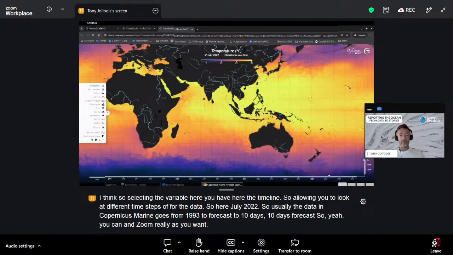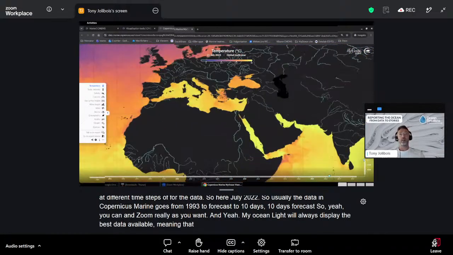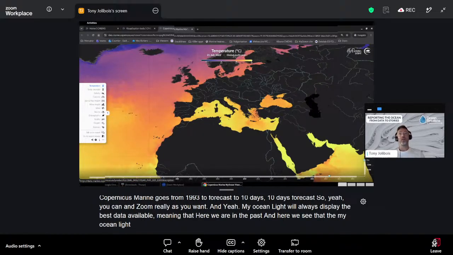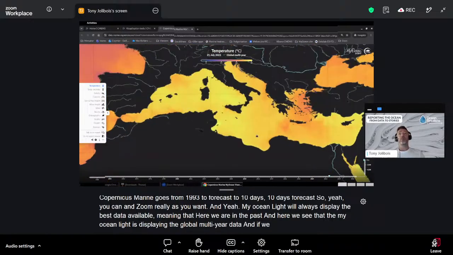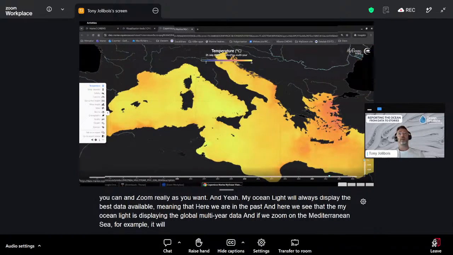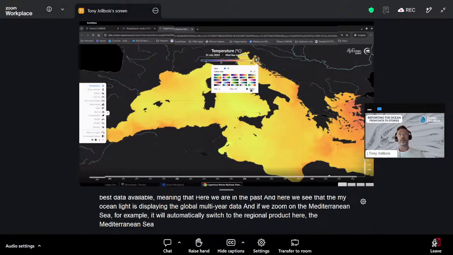And yeah, MyOcean Lite will always display the best data available, meaning that here we are in the past, and we see that MyOcean Lite is displaying the global multi-year data. And if we zoom on the Mediterranean Sea, for example, it will automatically switch to the regional product, here the Mediterranean Sea product.